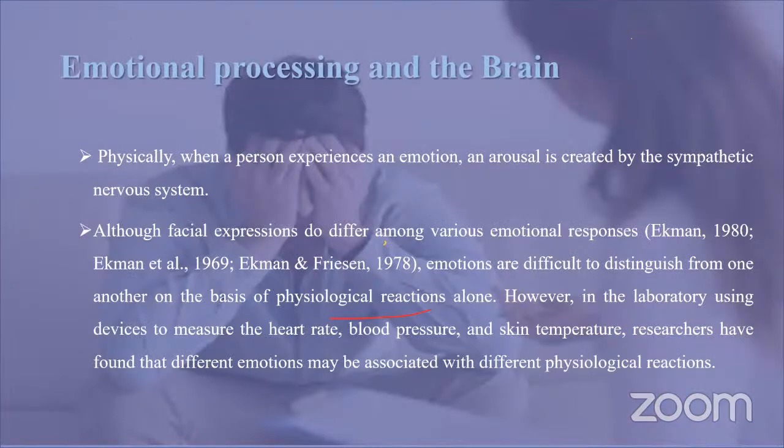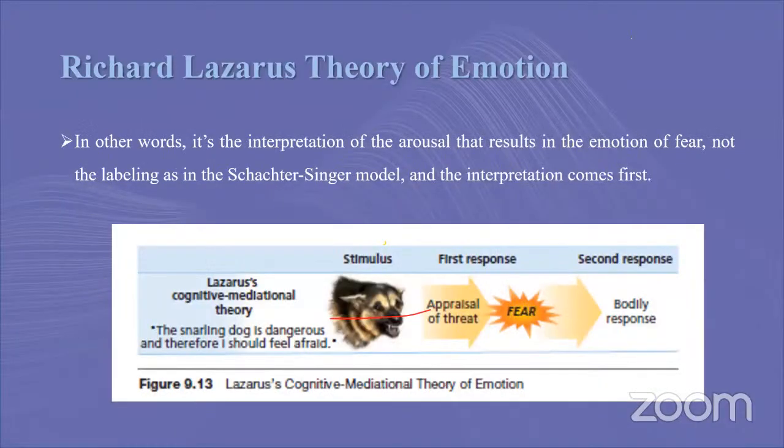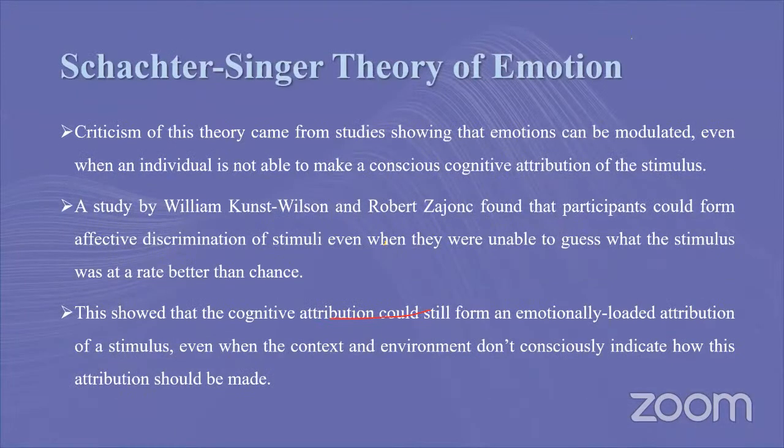Ma'am, excuse me, sorry to disturb. Ma'am, is this James Lange theory and what you explained of this Schachter-Singer theory, it's almost like same, no? Because when the stimulus is same, the first response is fear, and then the second response is arousal. So what is the major difference between the James Lange theory and the Schachter-Singer theory?